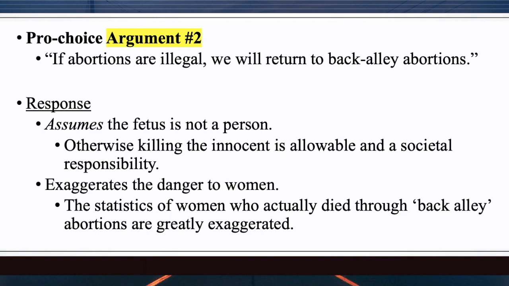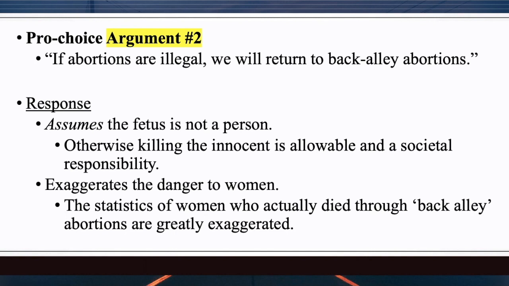Pro-choice argument number 2. If abortions are illegal, we will return to back alley abortions. Response. Again, begs the question. Okay, so it assumes the fetus is not a person. Otherwise, killing the innocent is allowable as a societal responsibility. Okay, if it's not a person, you definitely would not want to go to back alley abortion clinics again. So it's assuming that the fetus is not a person, and then what you're doing is you're opening Pandora's box.